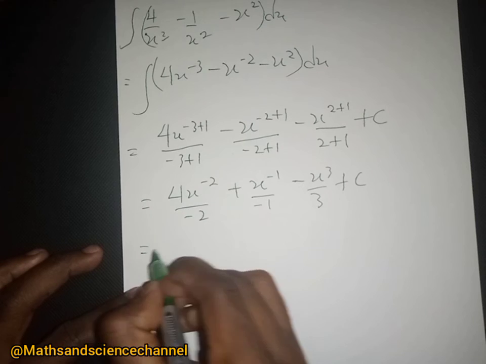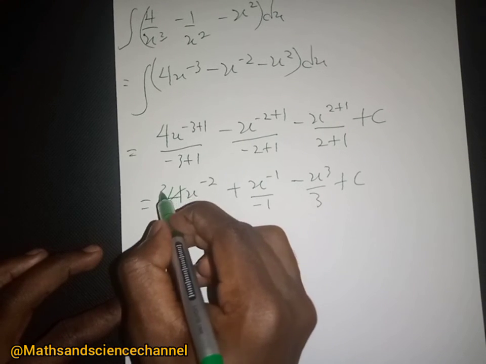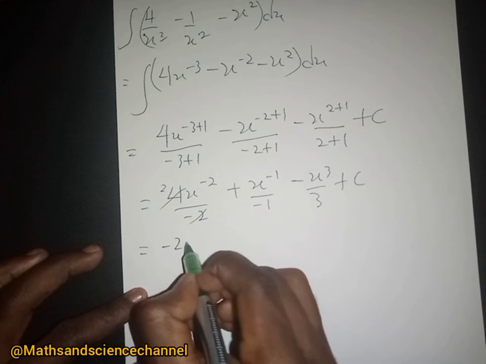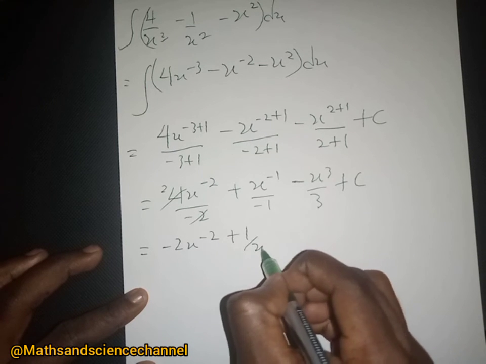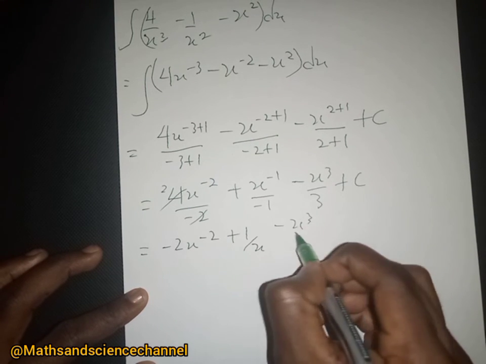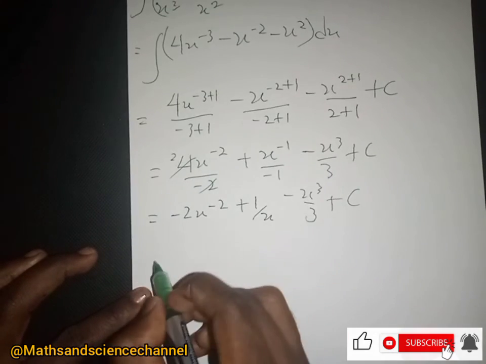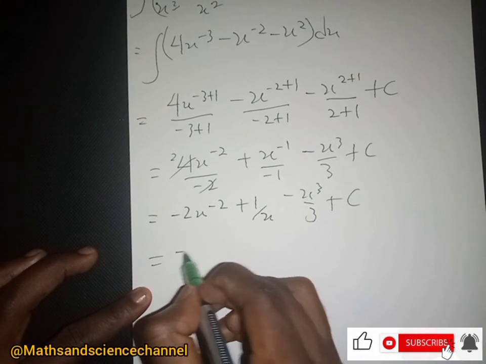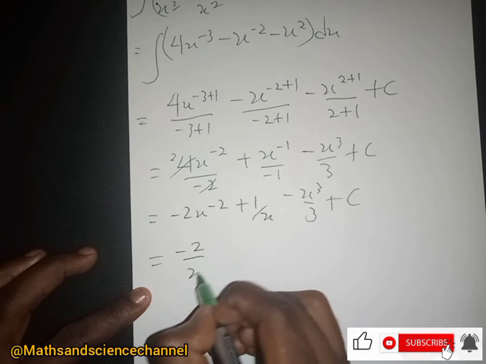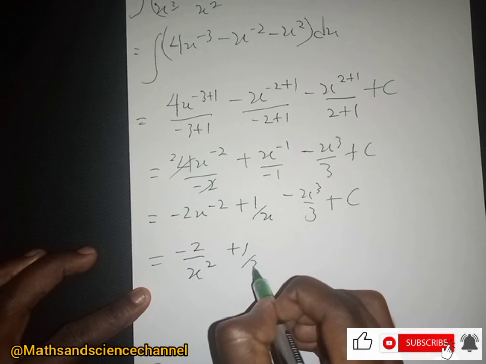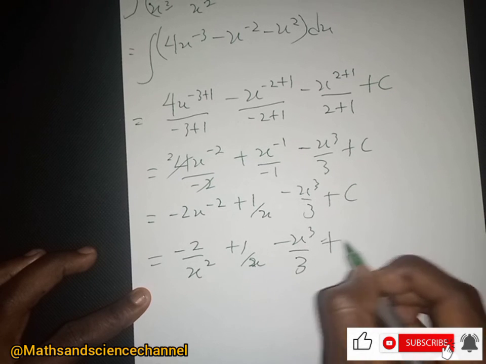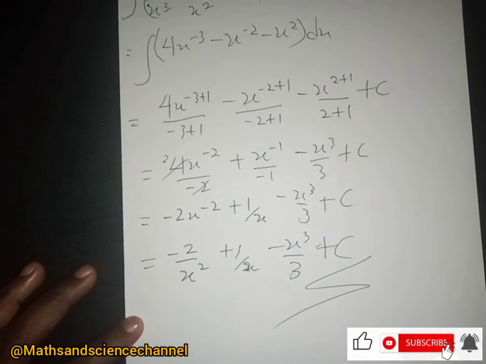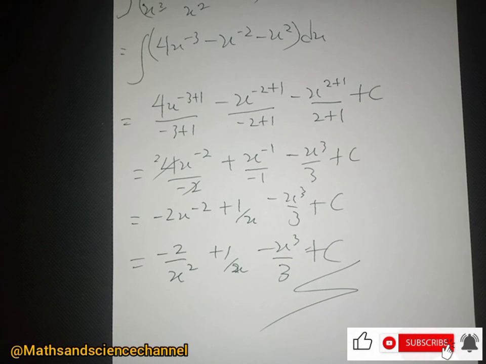So we are just going to get 2 goes here 2, then we have minus 2x^(-2), then we have plus 1 over x, minus x cubed over 3 plus c. So we can write this as just minus 2 over x squared plus 1 over x, minus x cubed over 3, then plus c as that. So we can go on and solve more, but I'll stop here.